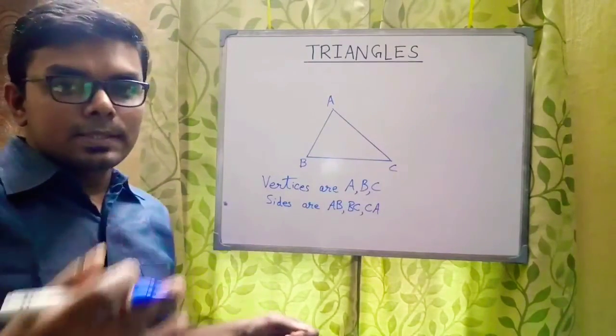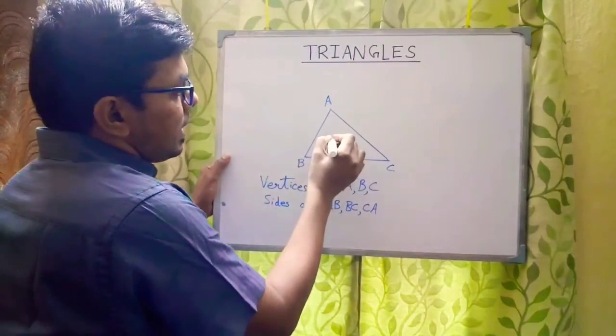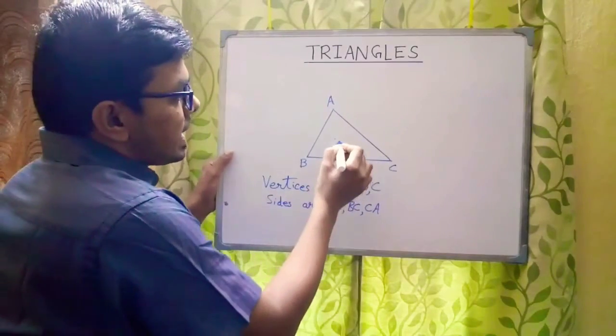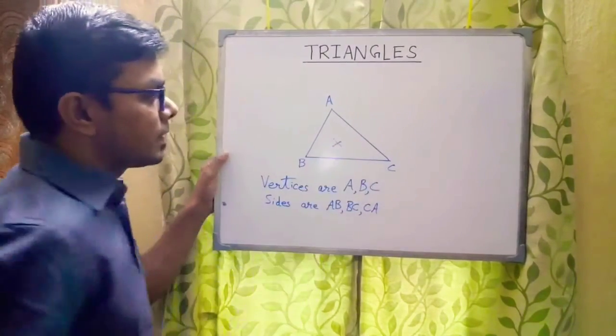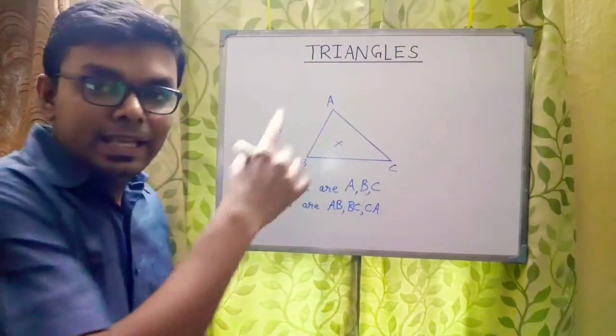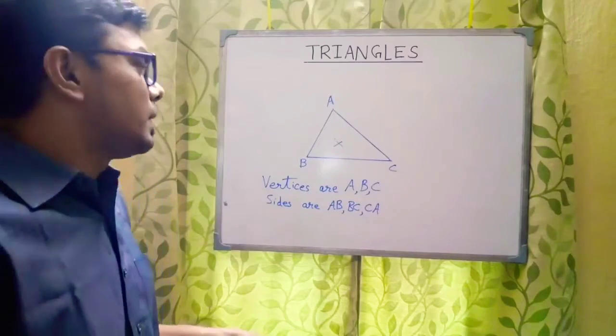Now we have something else. We have a point like this. Suppose I draw a point like this and I call it X. Now as you can see, I have drawn the point X inside the triangle. So X is a point inside the triangle.